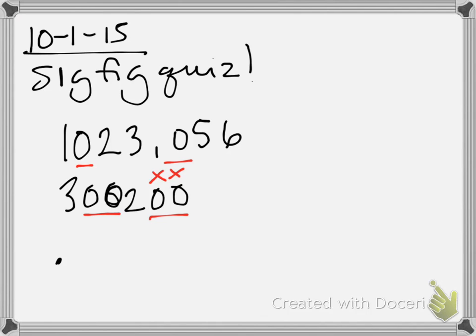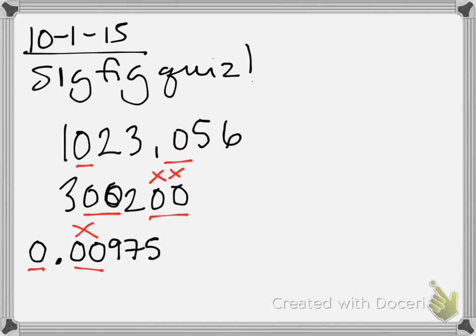This was the one that gave people the most problems. 0.00975. I think this was by far the most missed question in that top section. So we know the 9, 7, and 5 are significant. Are those two significant? No, they're placeholders. Leading zeros are never significant, so those are not. Is this significant? No. It's a leading zero. It's a placeholder. You don't even have to write that one.